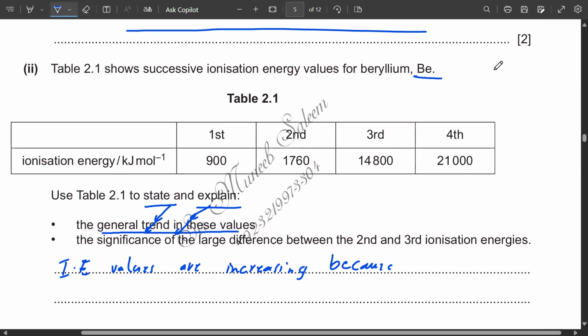What is the position of beryllium in the periodic table? It is present in group 2 and period 2. Second group, second period, which means it has 2 shells. The nucleus is in the center and then it has 2 shells. So 2 electrons are present in the first shell and 2 electrons in the second shell. First ionization means removing this electron. This is the first ionization energy. If we remove this one, this will be the second ionization energy. If we remove this one, that will be third. If you remove this, that's fourth.